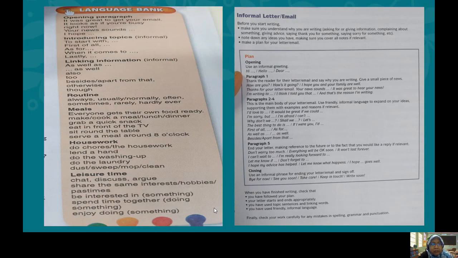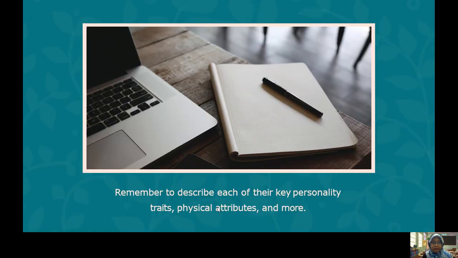Remember, your email must be between 140 to 190 words. This is the SPM way of writing. So you have to describe each of your key personality traits, physical attributes, and more. Choose one and start drafting, and write your email in your exercise book.